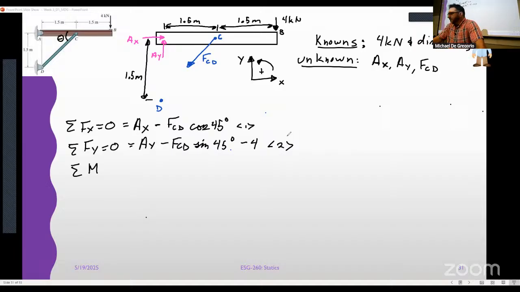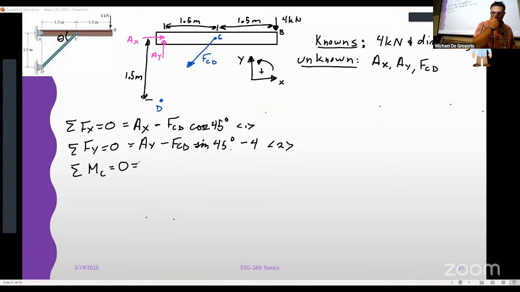Well, AX passes through C, and I don't feel like dealing with cosine and sine components to figure out the moments, the Y component for FCD. So I just have to worry about AY if I use C. Does it matter? No. You eliminate the same number of components. It's a 45-degree angle. You already know that it's FCD sine 45, right? It's not a big deal. You know enough both ways. But I chose C.